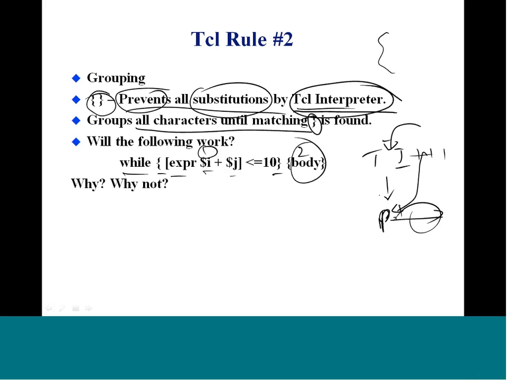Why or why not? Here you look at this one, basically there is a command substitution right here. And since we are using a curly brace, this prevents all the command substitution. That means that once the while is passed into the TCL interpreter, it does not return anything. It just returns the whole thing. So this will not work. You need to actually do this separately and then put it inside. So that's one of the rules.